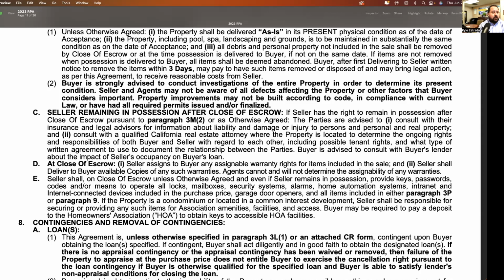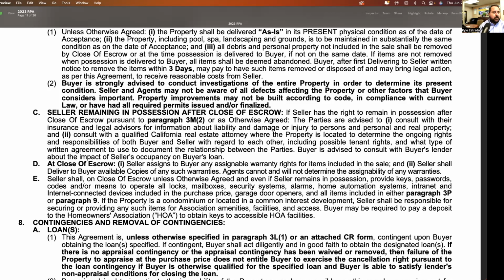Seller shall, on close of escrow, unless otherwise agreed in writing, and even if seller remains in possession, provide keys, passwords, codes, and/or means to operate all locks, mailboxes, security systems, alarms, home automation systems, internet, and internet connected devices, including garage door openers, and all items included in either paragraph 3P or paragraph 9. If the property is a condominium or located in a common interest development, seller shall be responsible for securing or providing any such items for association amenities, facilities, and access.